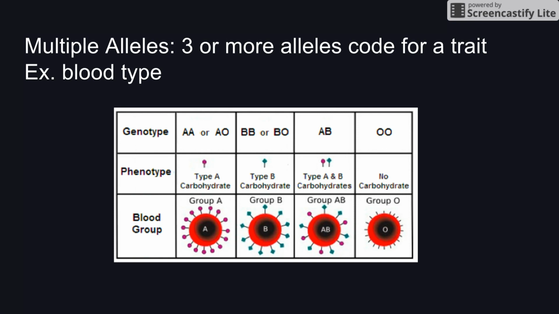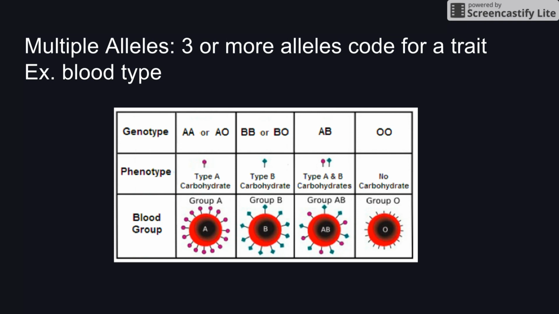Multiple alleles, this is when 3 or more alleles are coding for the same trait. So the example you should know of this is blood type. For blood type, you can be either type A blood, type B blood, type AB, or type O. And there's a bunch of different genotypes for this.